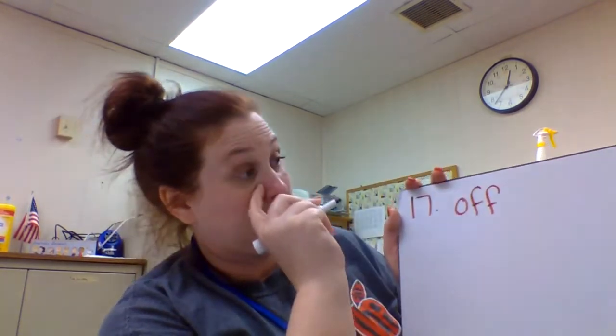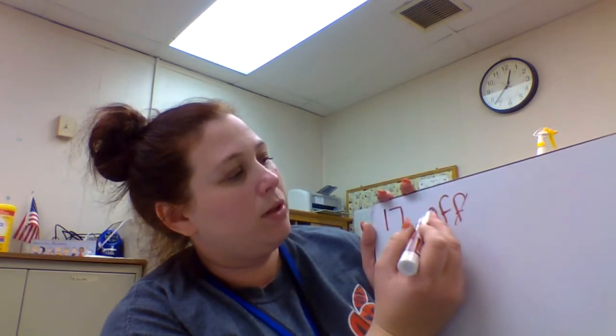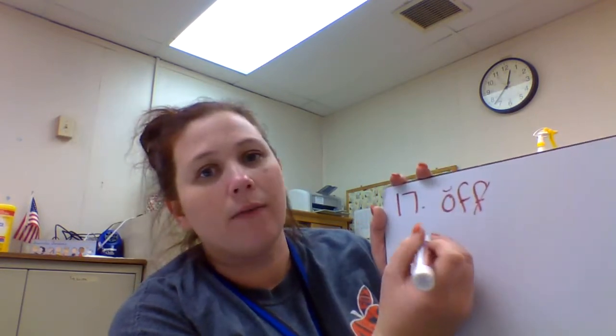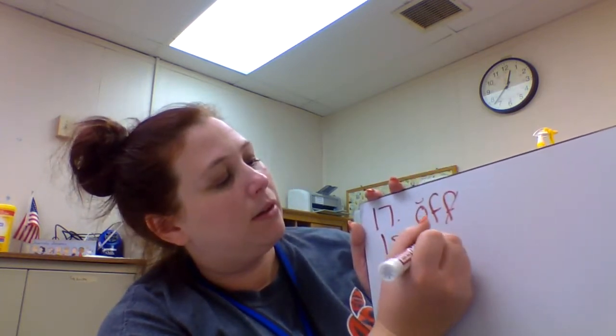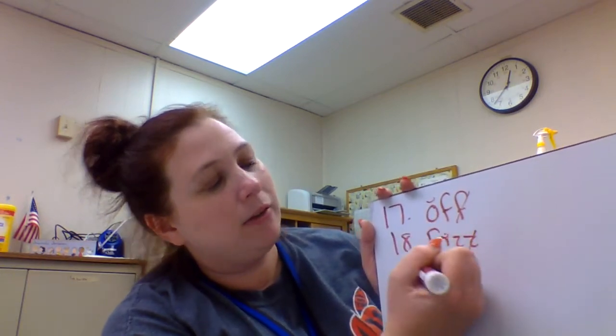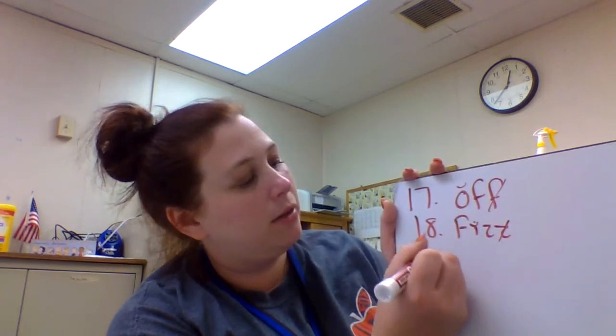Next, we are going to code some words. We're going to code number 17 through 26. Number 17, we have off. When we have that double consonant, we're going to cross out that first one, and then we just have vowel consonant, and it gets a brev. Number 18, fizz. Again, cross out that double, and it's just vowel consonant, and it gets a brev again.